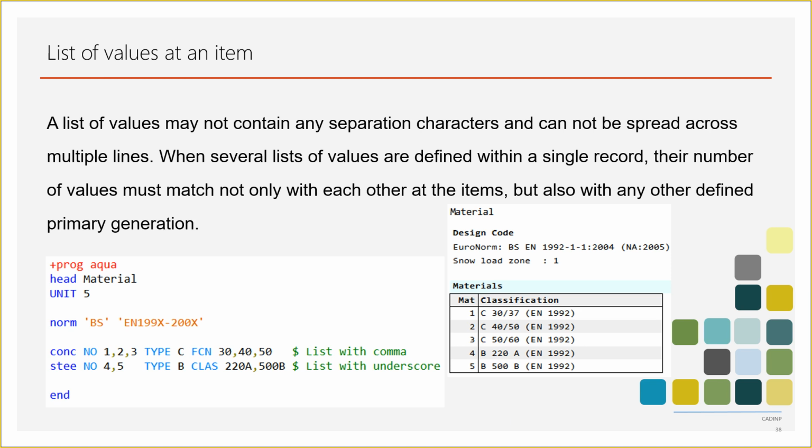When several lists of values are defined within a single record, their number of values must match not only with each other at the items, but also with any other defined primary generation. Please see in the below input that the numbers of the steel material must have a unique number, different from the number of the concrete.